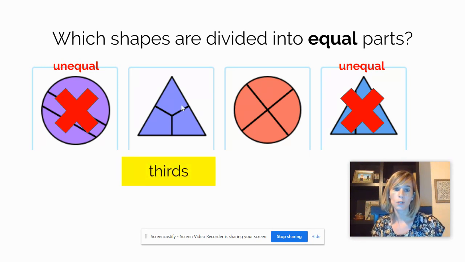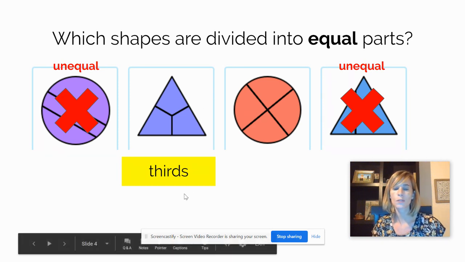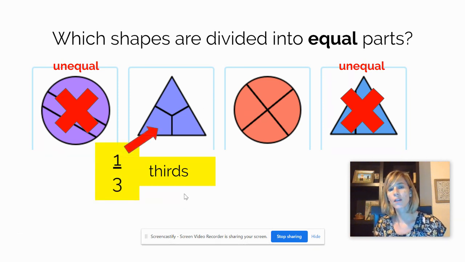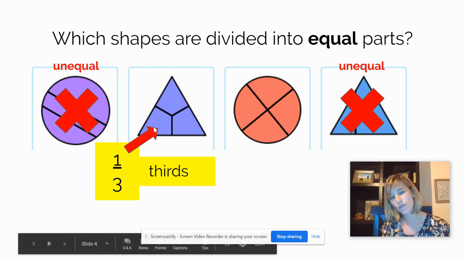The triangle is broken into 3 equal parts. I'm going to call those thirds. But if I just look at one of those equal parts, I name the fraction this way: 1/3.